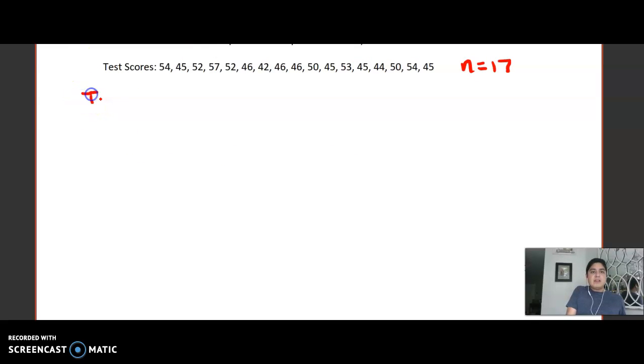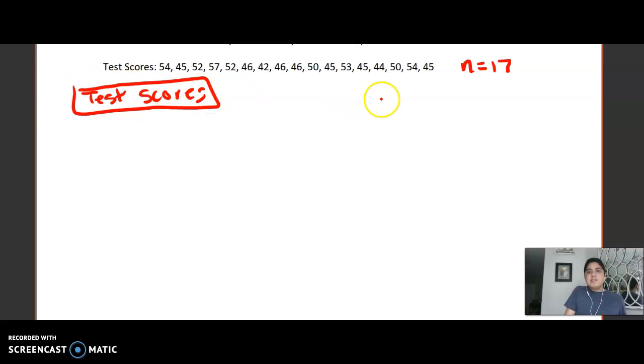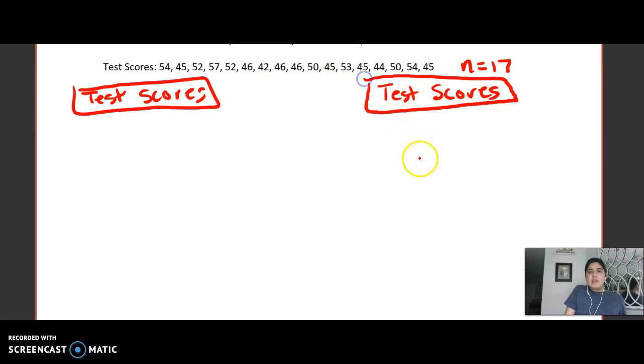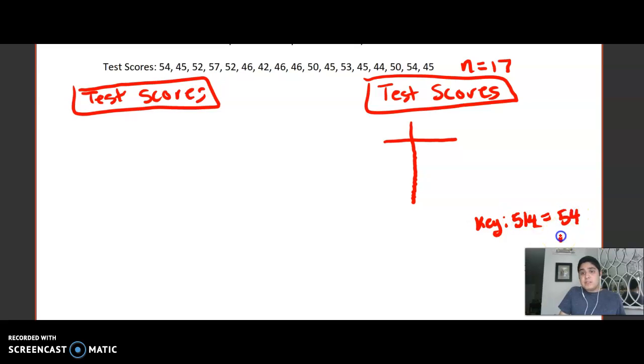So my title here will be test scores. So I'll indicate my title. And then I'm also going to need one here for my stem plot. So test scores. And we'll make this T chart here. And we're going to need a key. So my key will just be off to the side here, and it's just going to say that 5-4 equals 54 points. But let's start with the dot plot, because that'll be easier to convert to a stem plot.